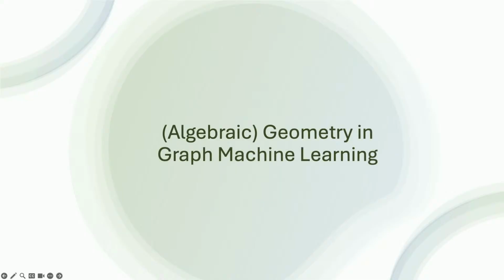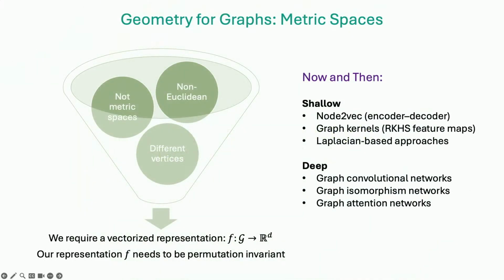Okay, so now let's move to geometry, or algebraic geometry, in graph machine learning. I'm only going to focus on two types of geometry. There are more concepts of geometry as well, but the first one that I'm going to mention here is metric spaces. So why would we look at metric spaces, or what's the idea behind this?